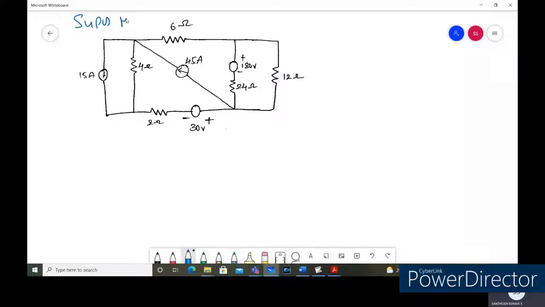In the concept of the mesh analysis, now let us see the concept of the super mesh analysis here. So when do we apply the concept of the super mesh? Suppose the current source is common between any of the two meshes.